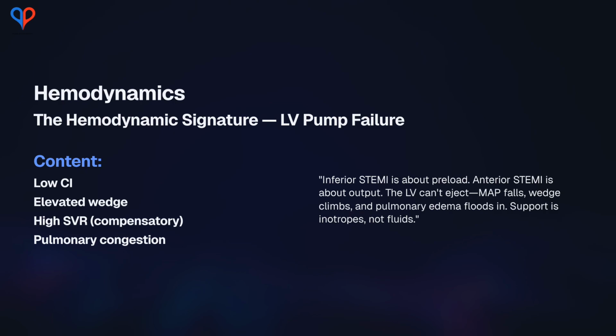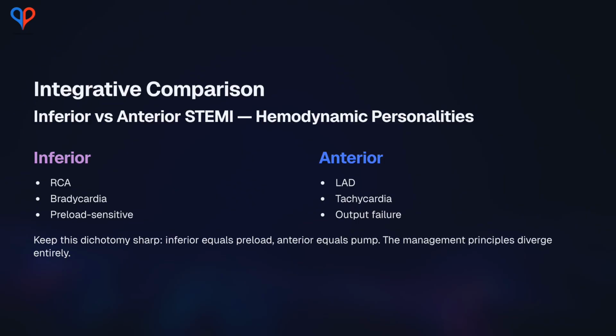from pulmonary congestion. Unlike inferior STEMI with right ventricular involvement, where preload sensitivity and bradycardia dominate, anterior STEMI patients rarely benefit from aggressive volume loading. Large fluid boluses simply worsen pulmonary edema because the failing LV cannot accommodate the additional preload.